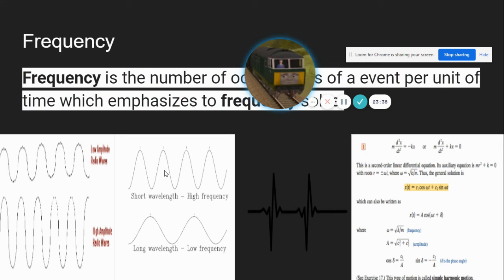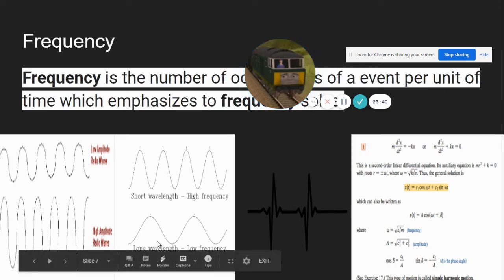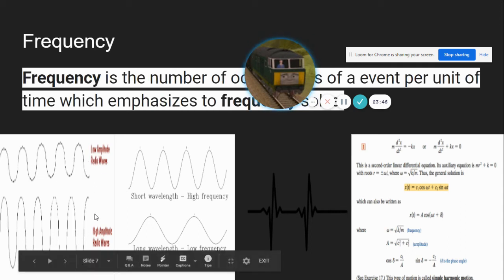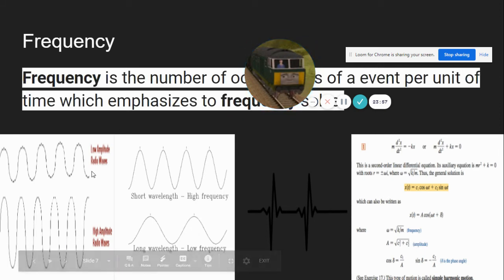This is what it looks like, and this is what it looks like. This is the low amplitude radio waves. This is what it looks like, and this is the high amplitude radio waves, which represents the higher sketch.